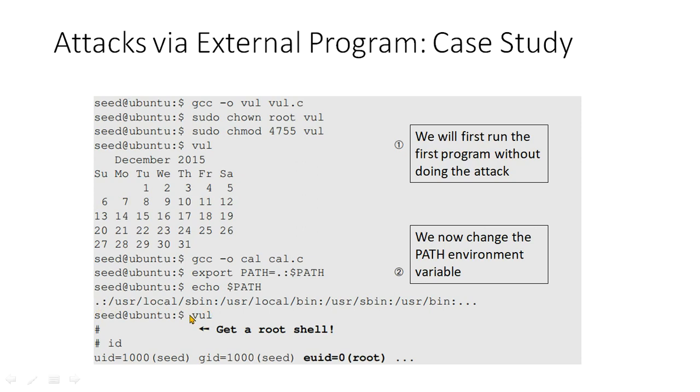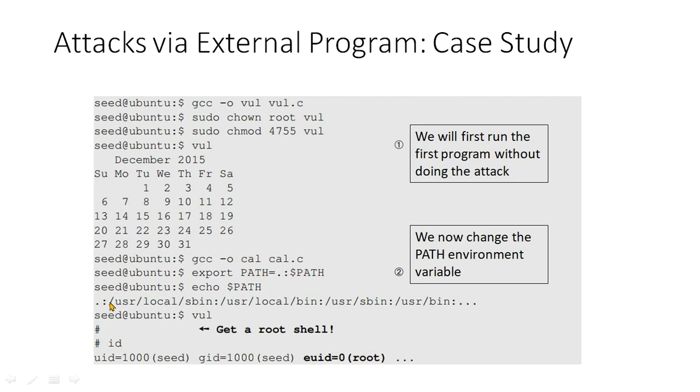So when we run the vulnerable program here, it looks for the Cal program by searching these paths. It looks for the Cal program first in our current folder, which is our malicious program, and it runs a shell. That's why we have a shell here, and this shell runs with root permission because the vulnerable program is a setuid program. So we run id, and we see that the effective user is root.